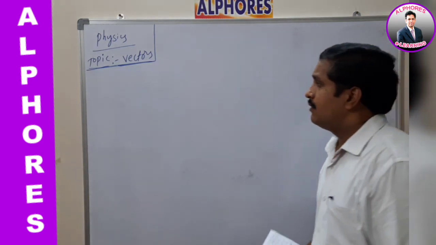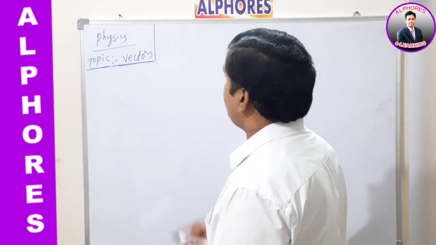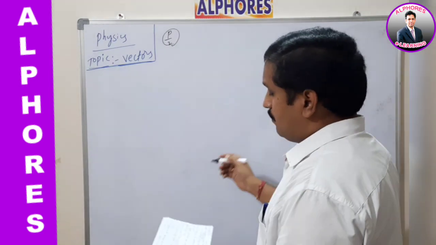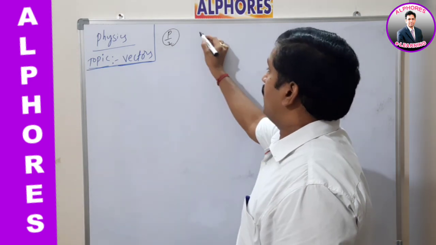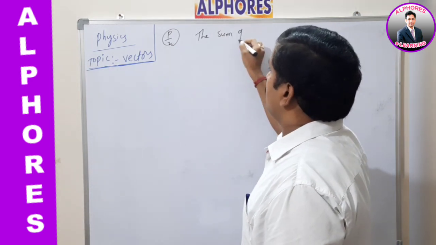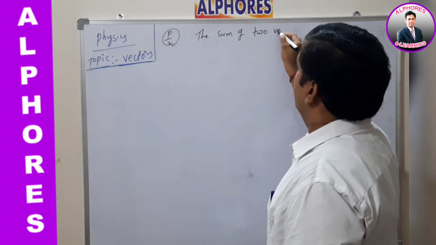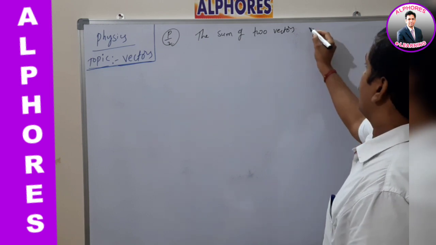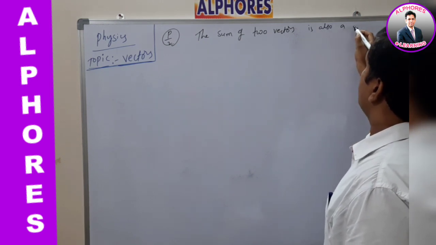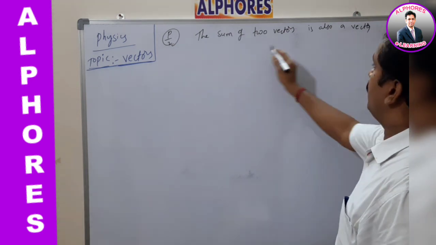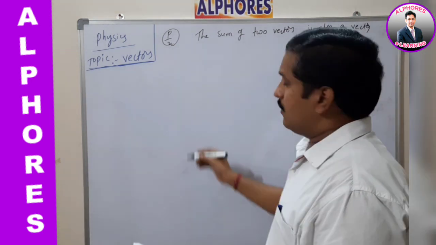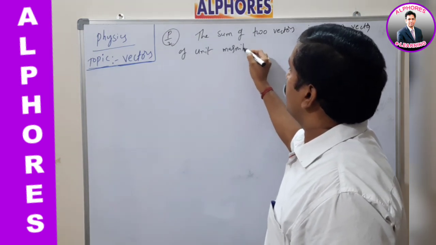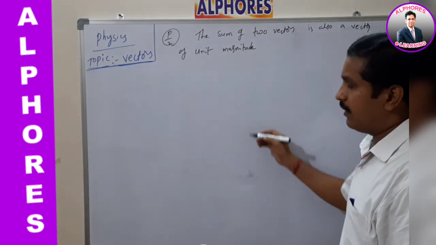Please write down, all of you. Second problem. Problem number 2. Right. Now I am taking the sum of two vectors. Write down all of you. The sum of two vectors is also a vector of unit magnitude. Full stop.